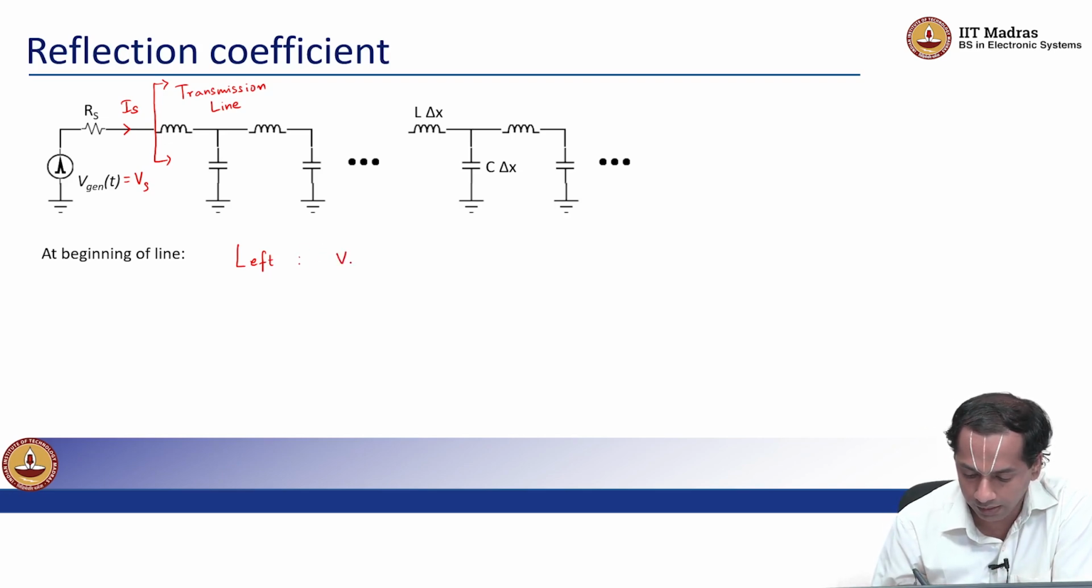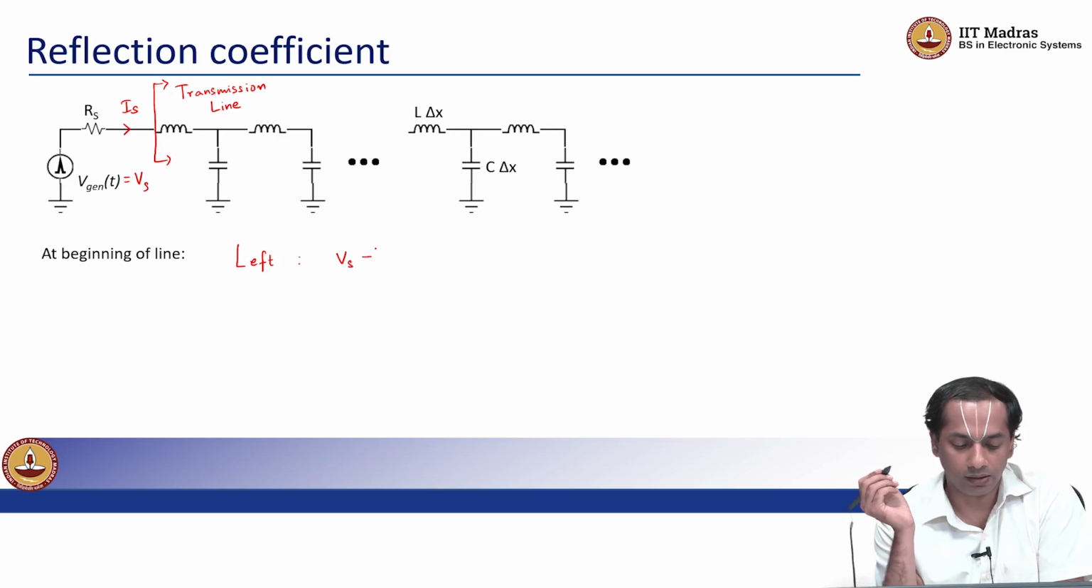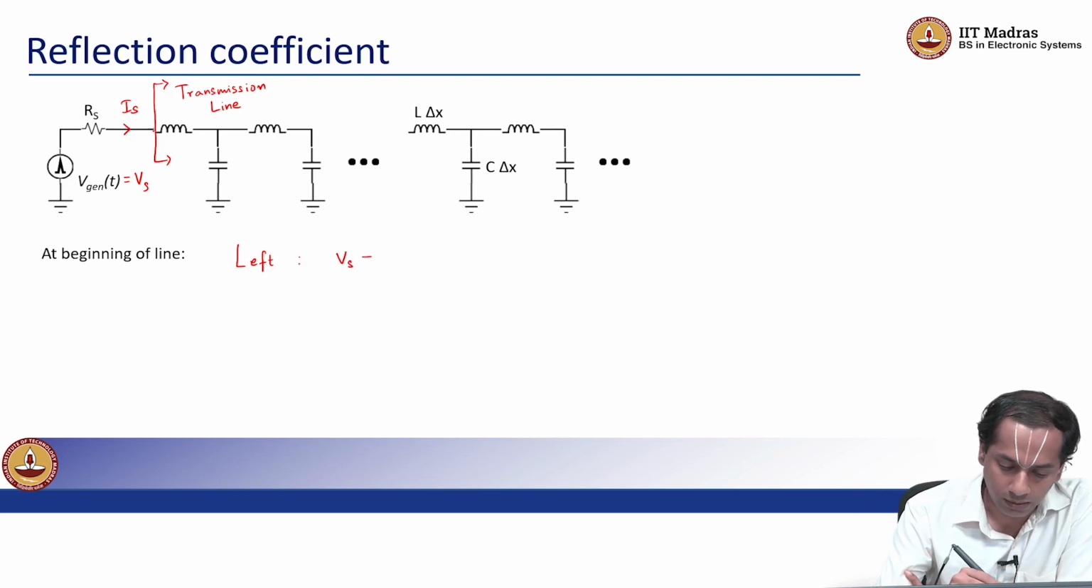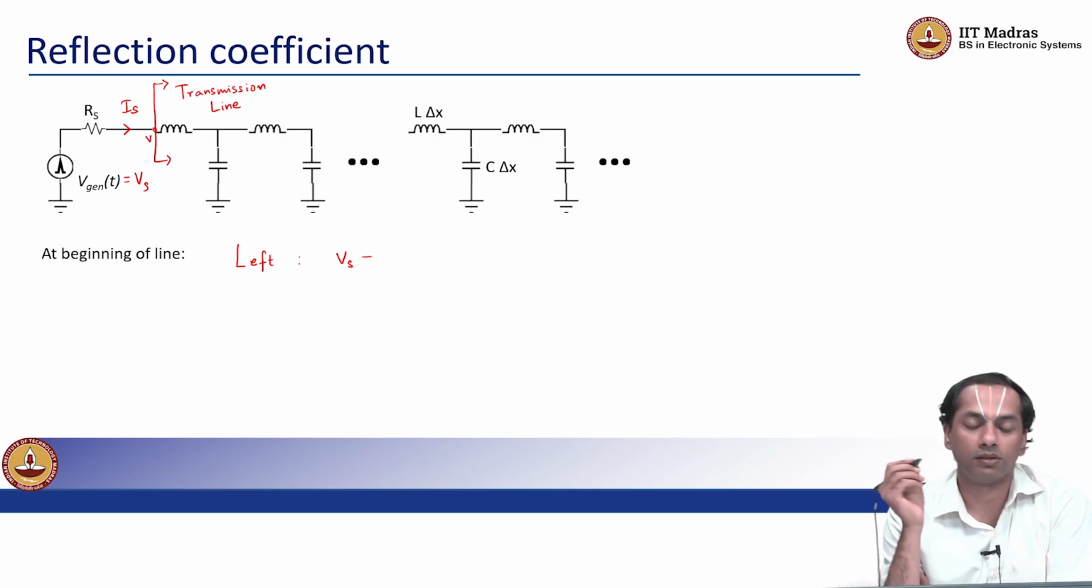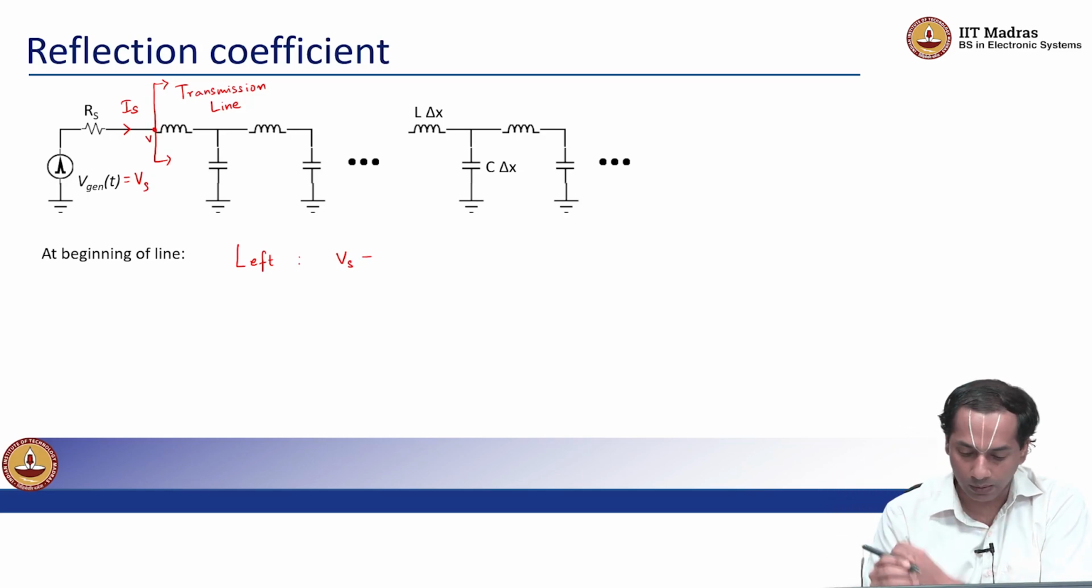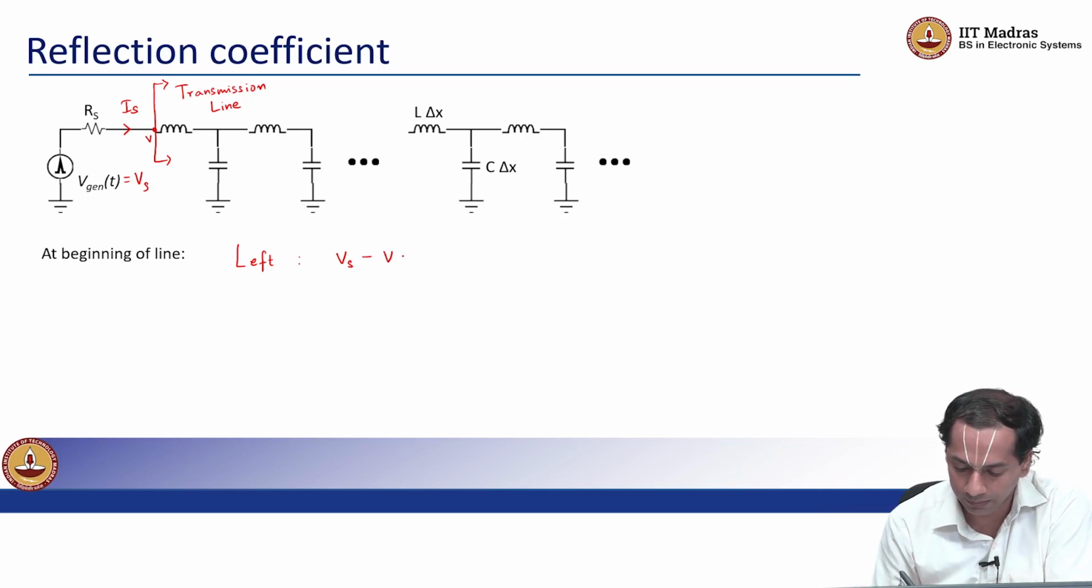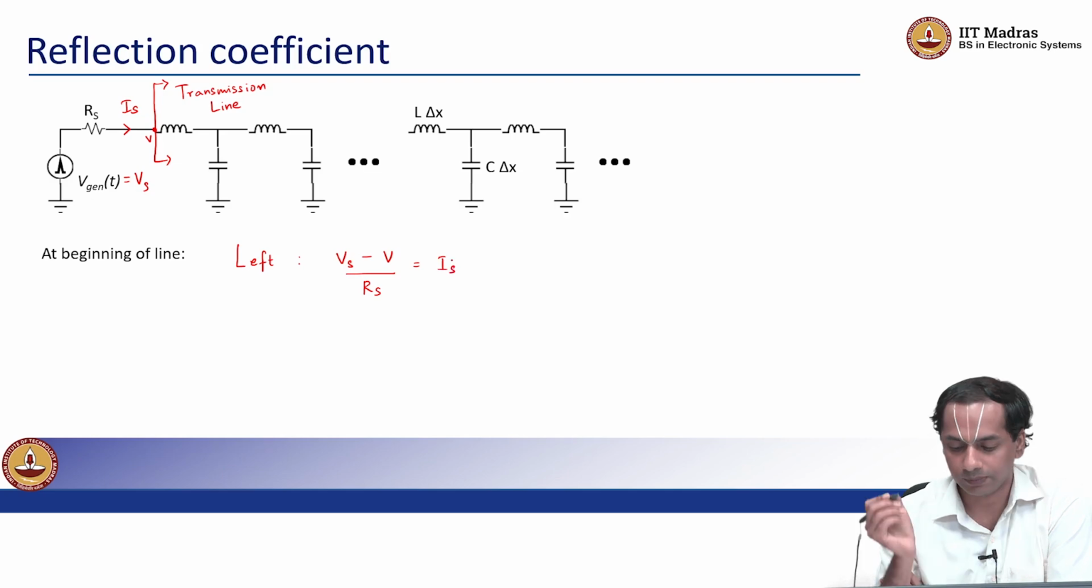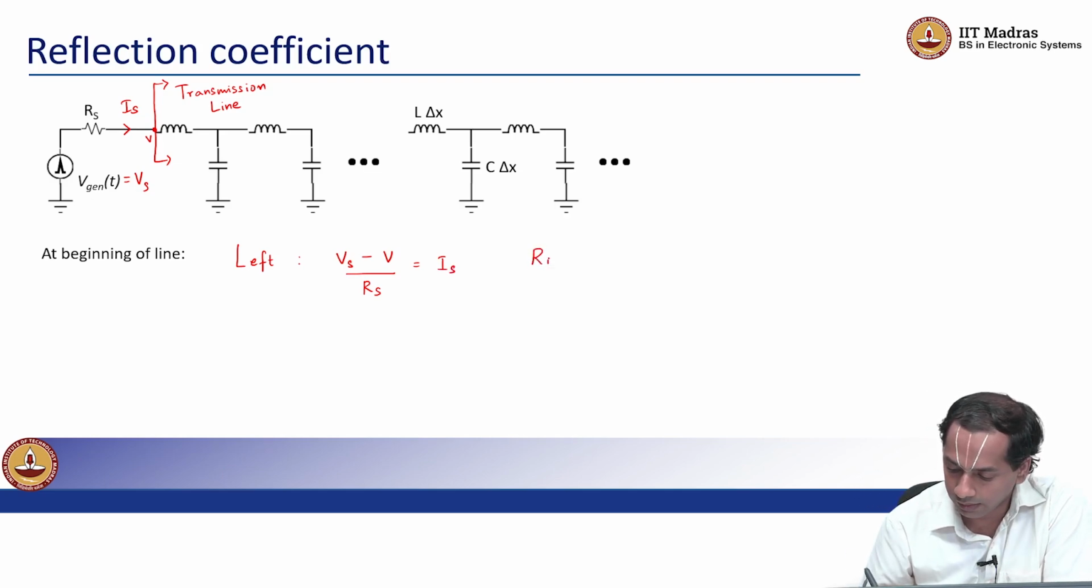We have Vs minus, let's call this potential as V, okay, Vs minus V divided by Rs is equal to Is, okay. And on the right hand side, we have V equals V plus.